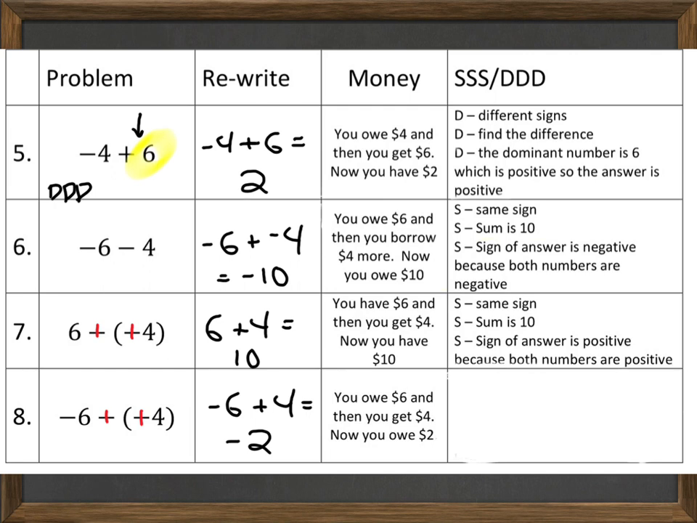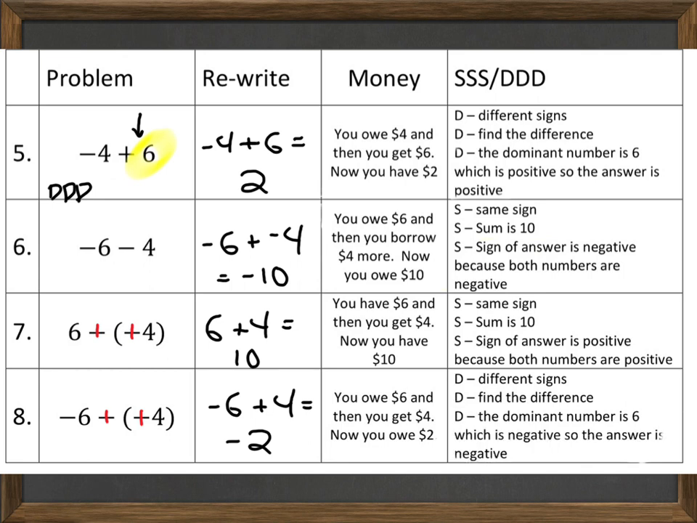Then we go to our last problem, that's number 8. Again, we have different signs: one is negative, one is positive. And again, we already know that 6 minus 4 is 2. Now we just have to figure out whether the answer is positive or negative. Our dominant term, 6 is bigger than 4, so our dominant term, as you can see here, is negative. Therefore, our final answer must also be negative.